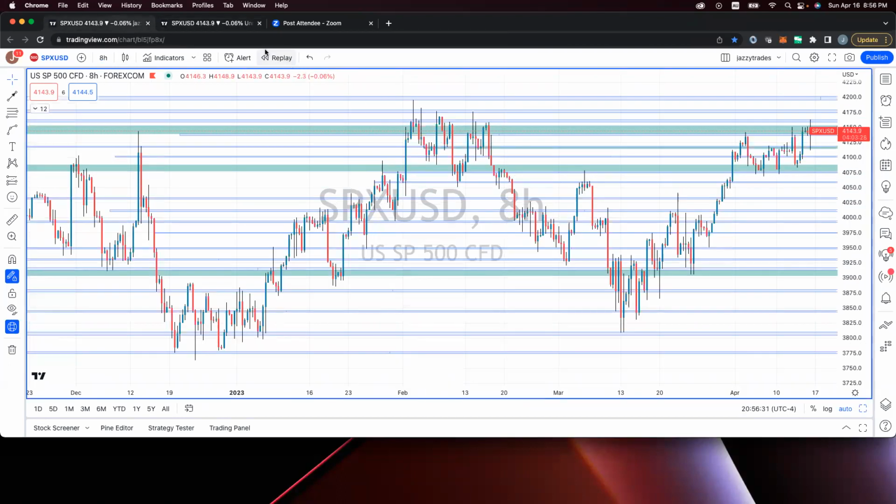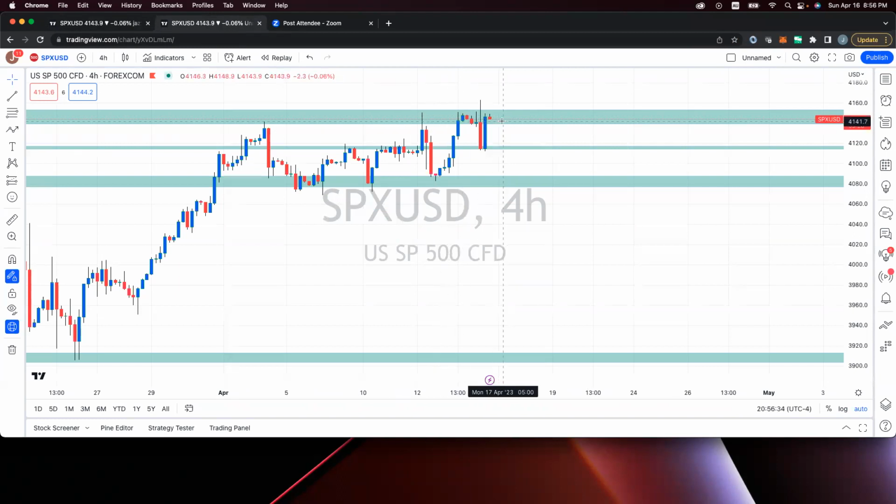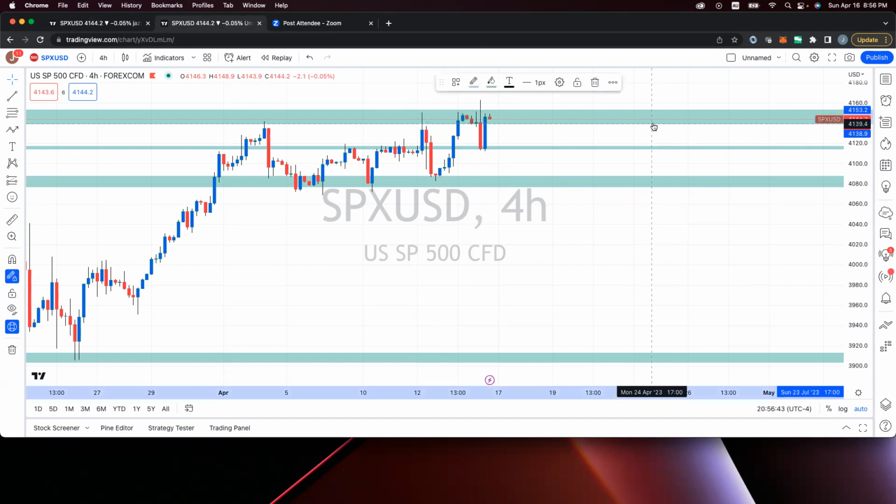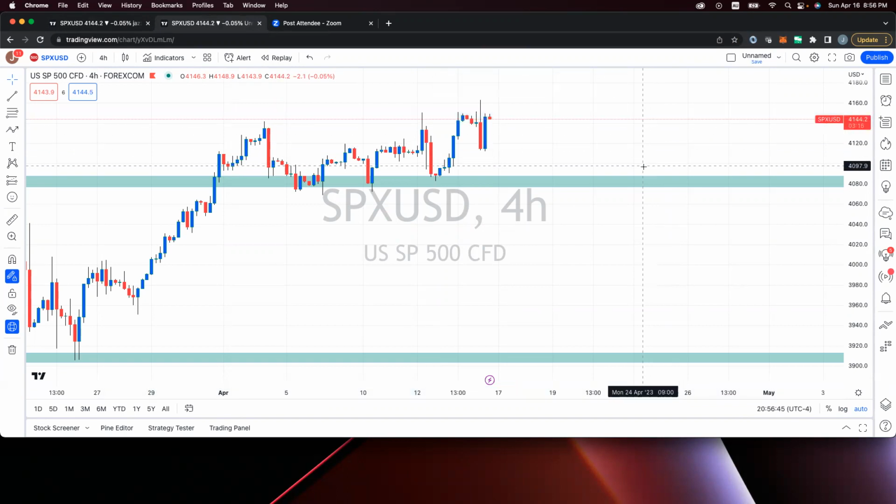Now, oh, these carry over. I'm in a different layout. Why does it do that? Maybe there's a setting where. But anyways, guys, this is how you draw zones.